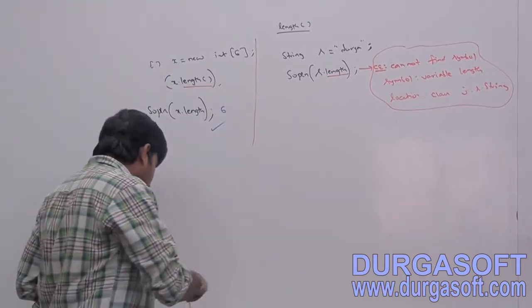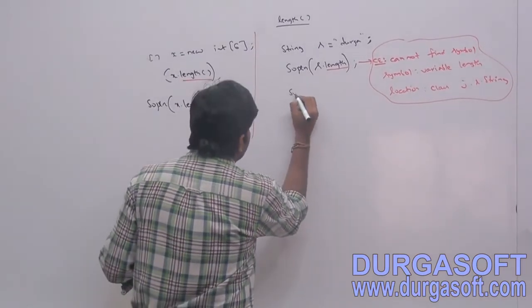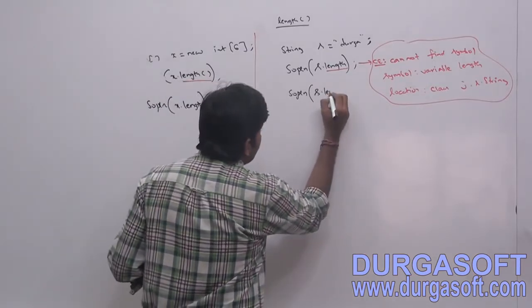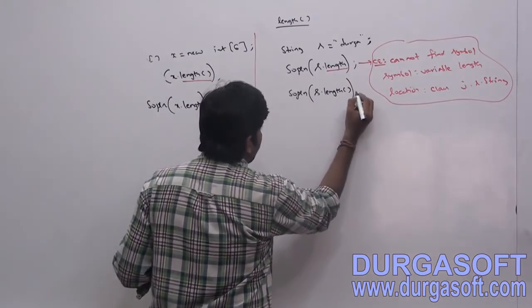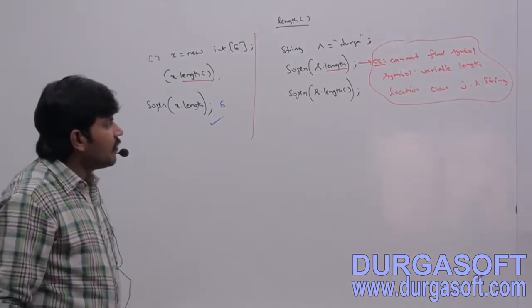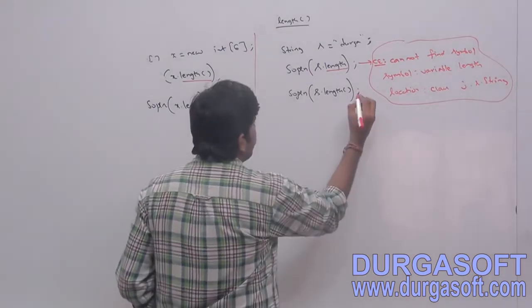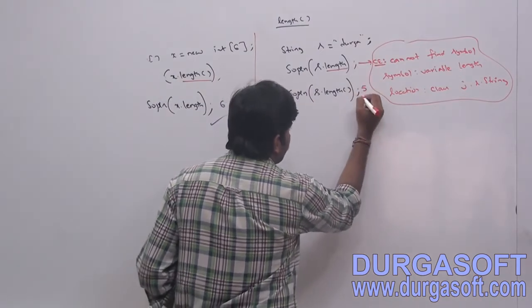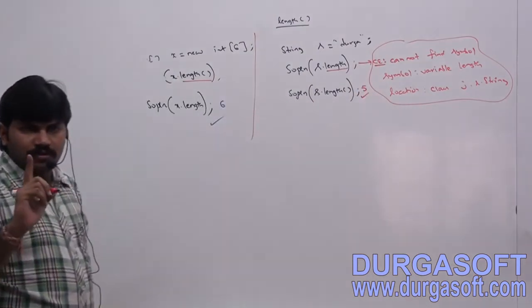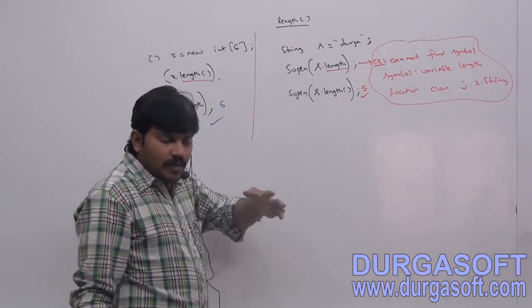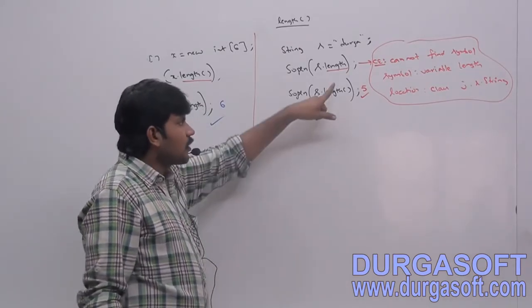Okay. Next, SOP of s dot length method I am taking. Can you tell what answer we are going to get now? How many characters are there? 1, 2, 3, 4, 5. 5 is the answer. So now my question is, length is a method applicable for string objects.